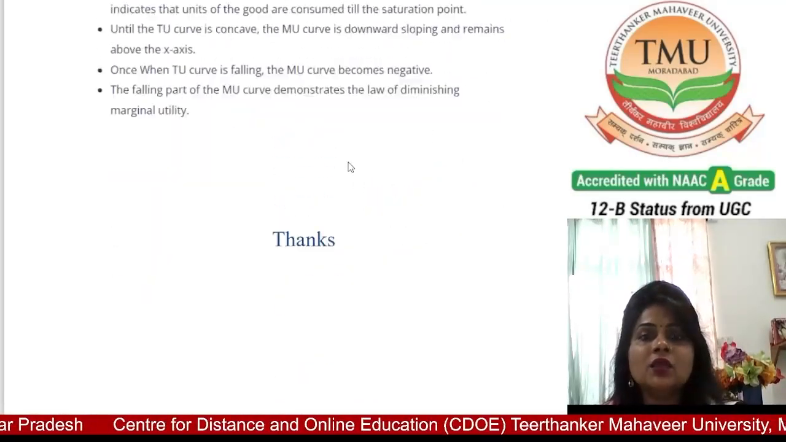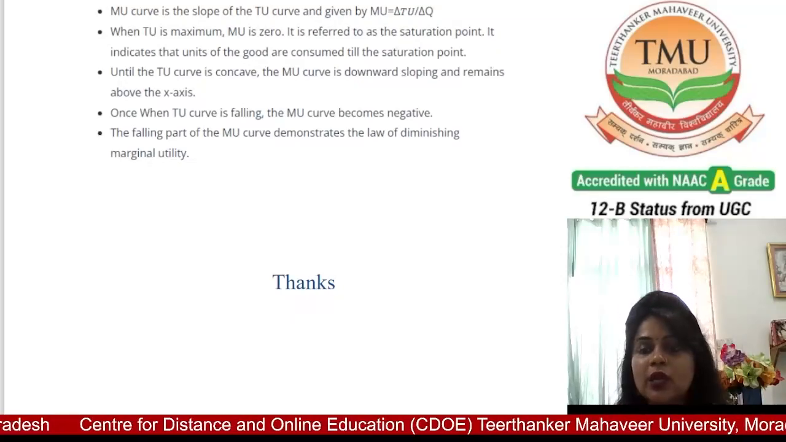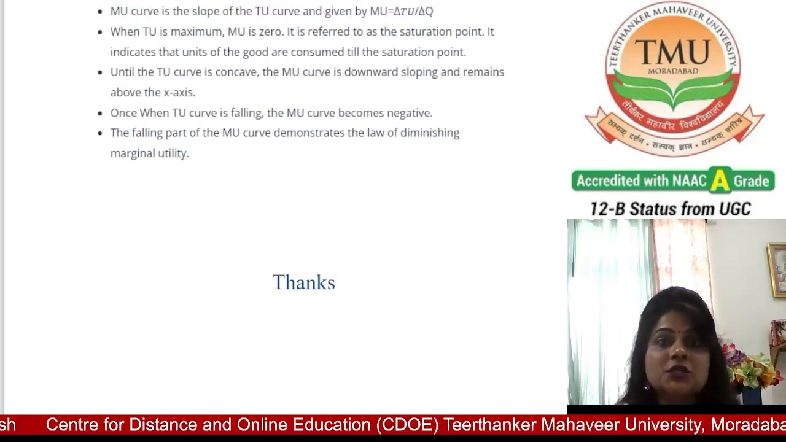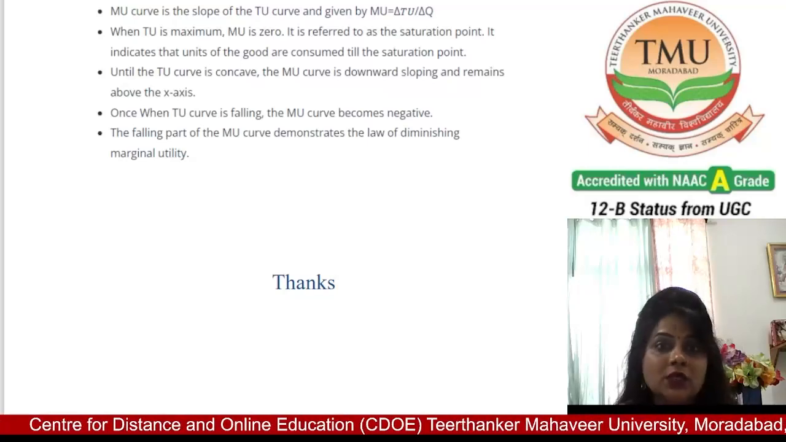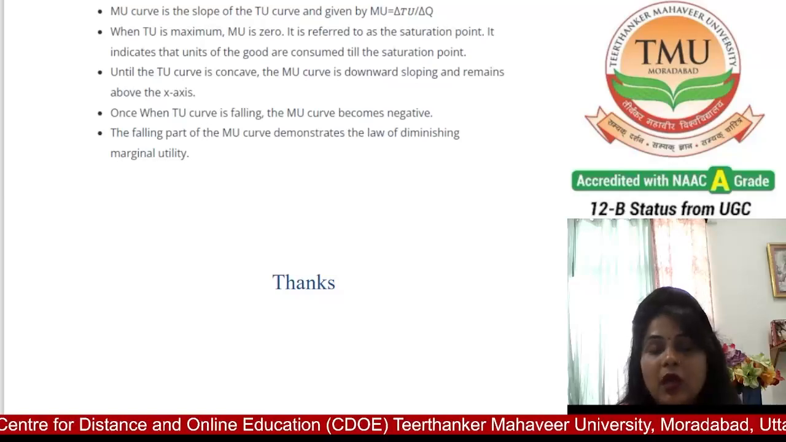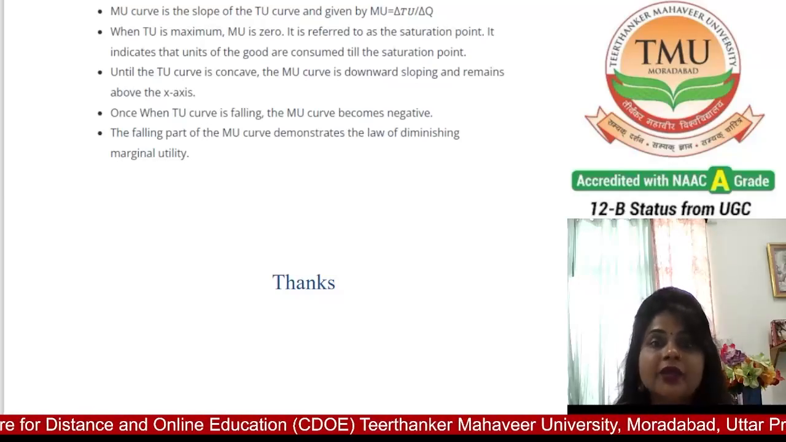Students, I think you understood properly what is total utility and what is marginal utility, what is the relationship between total utility and marginal utility, and how we can measure it. We can also understand the diagram and schedule.